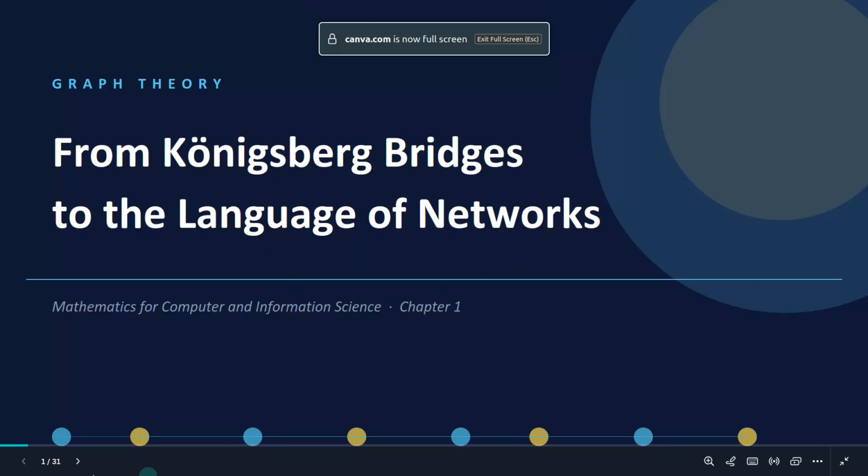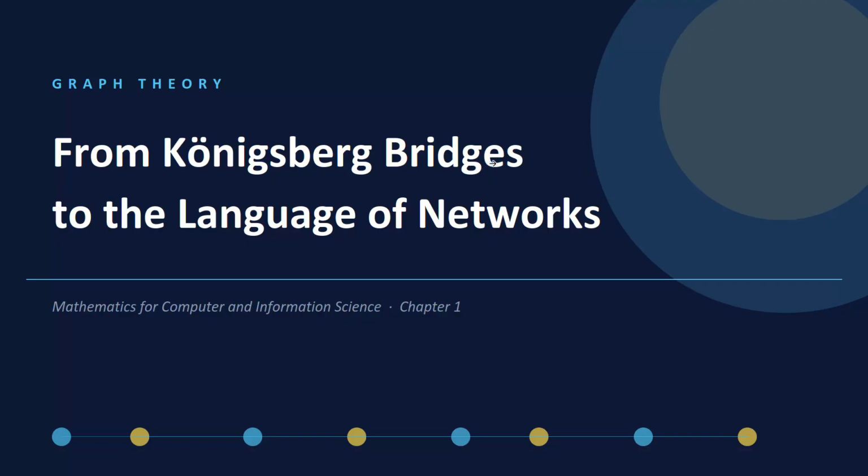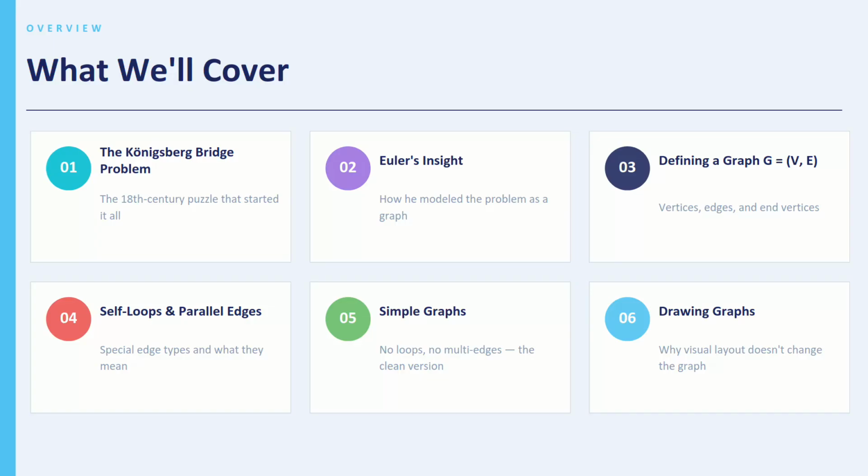So today we are going to start our discussion. We're going to start from graph theory. So let's start. First we have to understand about Königsberg's bridges. A lot of things that we have to understand here.